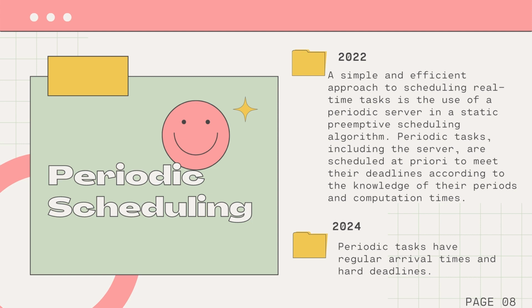Periodic scheduling. A simple and efficient approach to scheduling real-time tasks is the use of a periodic server in a static preemptive scheduling algorithm. Periodic tasks, including the server, are scheduled to meet their deadlines according to the knowledge of their periods and computation times. Periodic tasks have regular arrival times and hard deadlines.